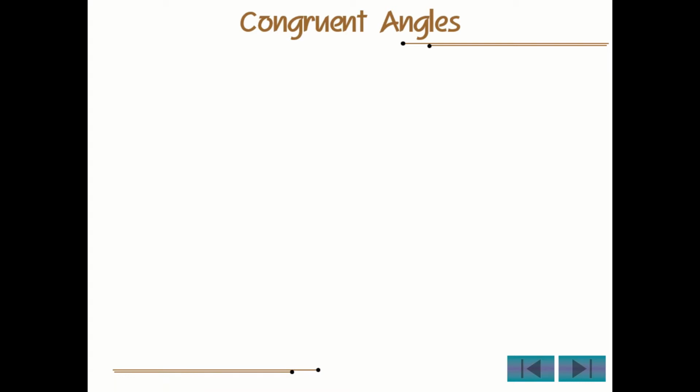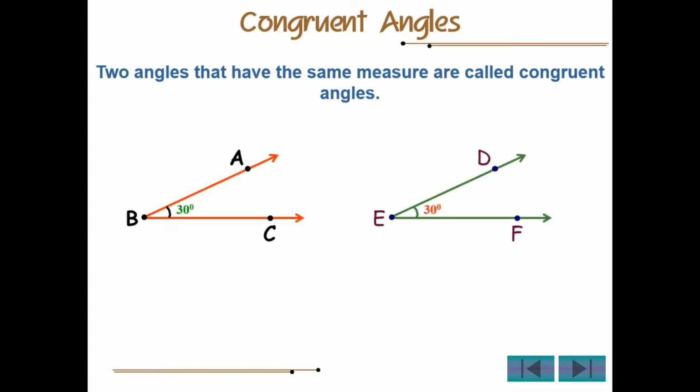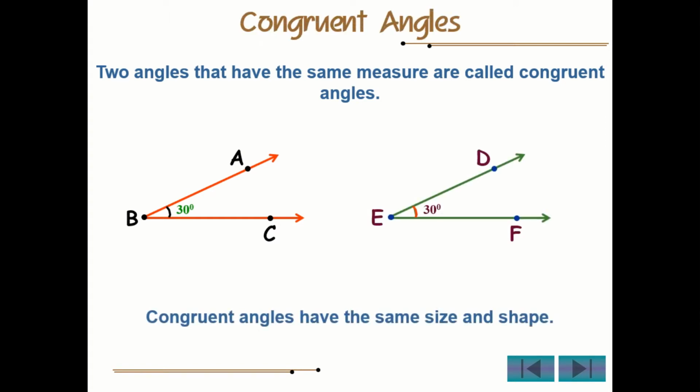We are going to continue about geometry, and that is all about congruent angles. Two angles that have the same measure are called congruent angles. So let me show to you angle ABC and angle DEF. Why are they being called congruent angles? Because they have the same size and the same shape.